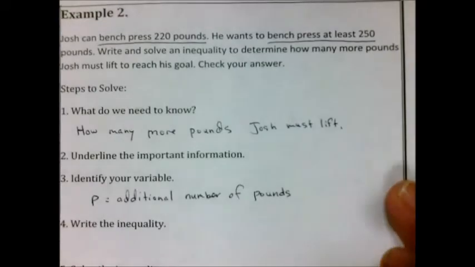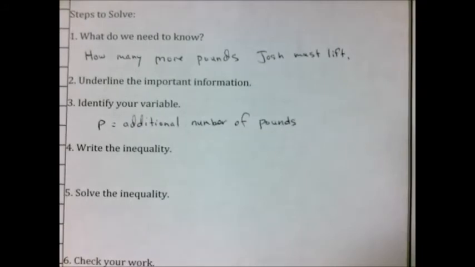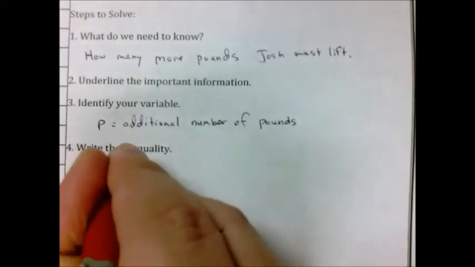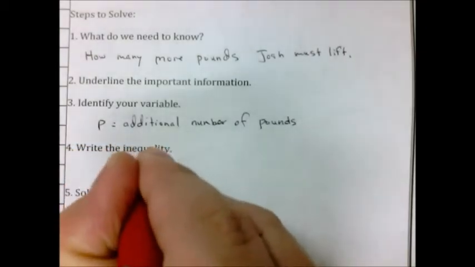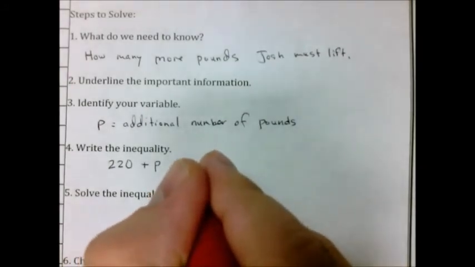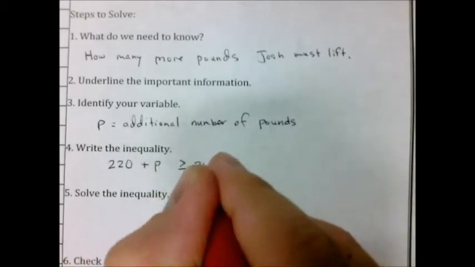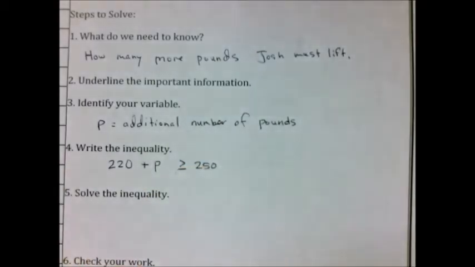Okay, and now this fourth step is to actually write the inequality. I'm going to move this down just a little bit. I actually need to write the inequality here. We know that right now he does bench press 220. And if we add that to the additional number of pounds that he needs to be able to lift, we know that needs to be greater than or equal to 250. And remember, it can be equal to because 250 is that highest point. It can include 250.